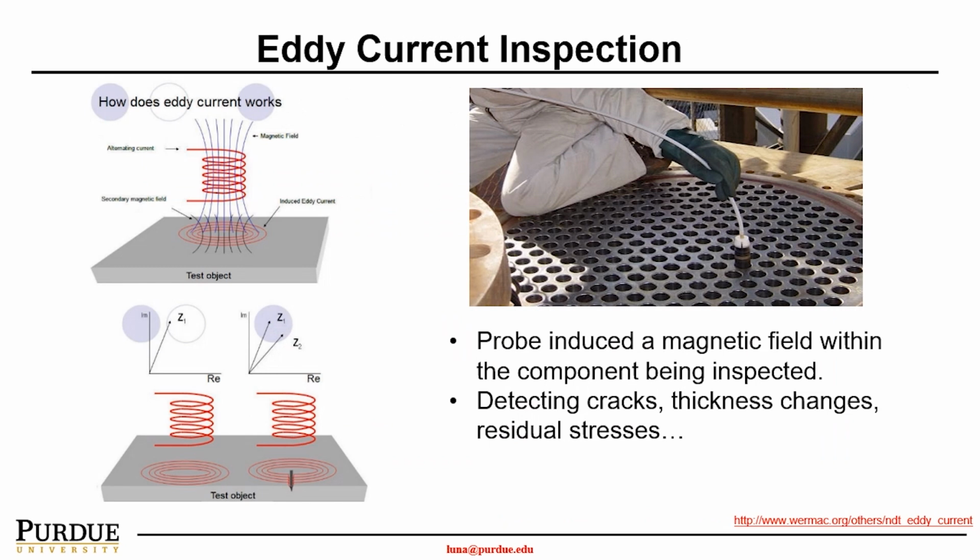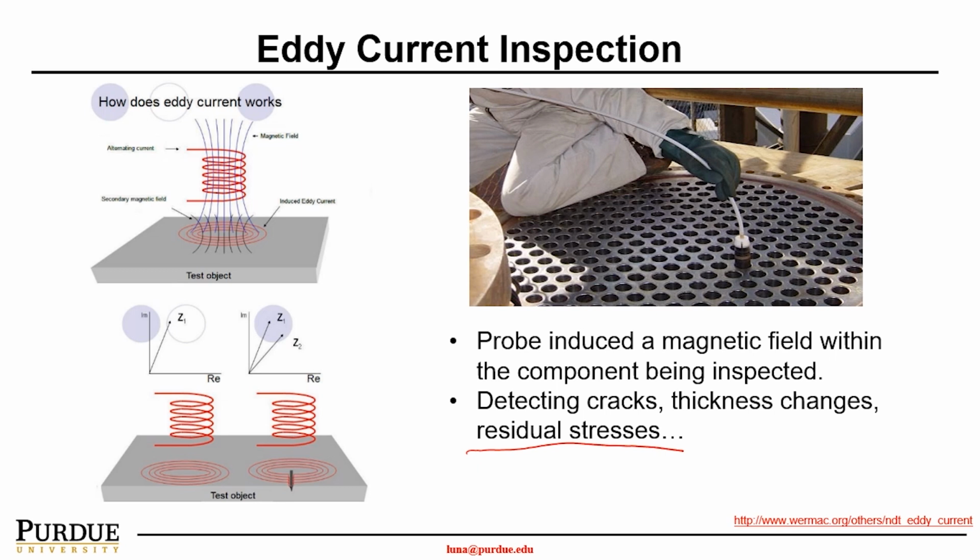Other than radiographic, eddy current inspection is very common in nuclear engineering, in oil and gas, and also in civil engineering to detect cracks and to look at thickness changes and residual stress.